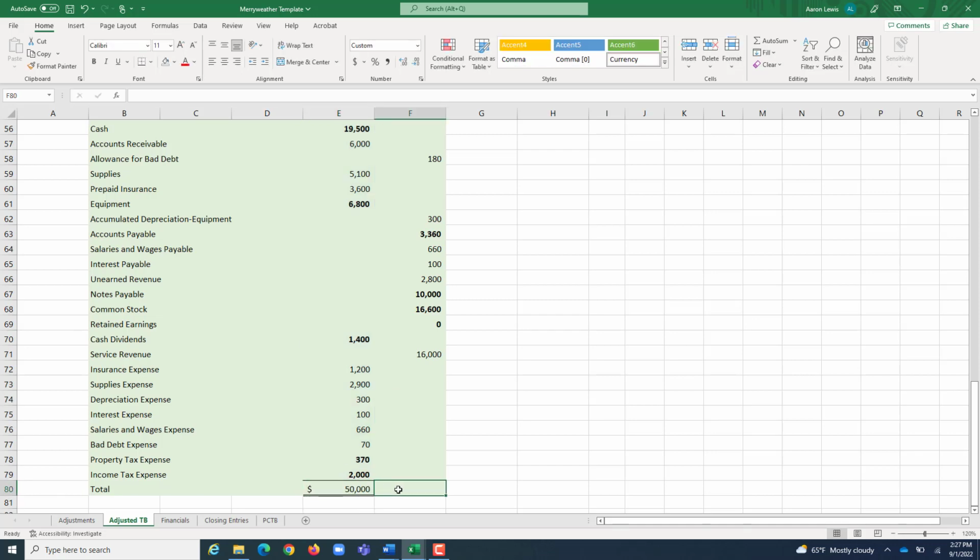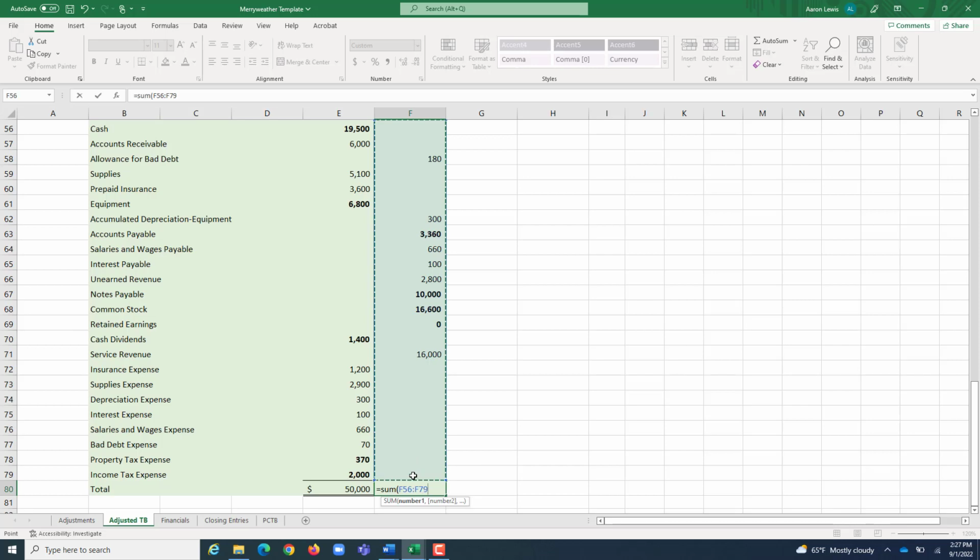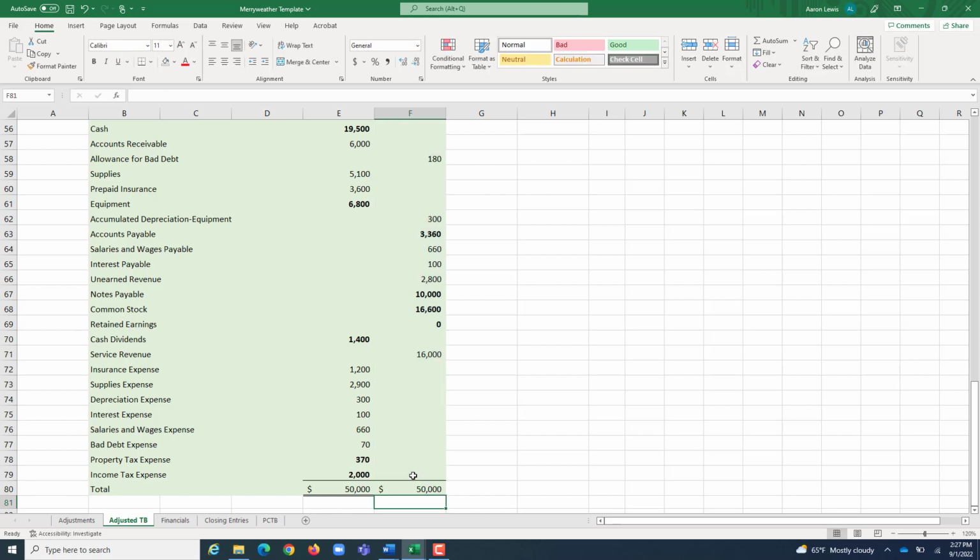What about the credits? Same formula. It's equal to the sum, open a parenthesis, and highlight all of your credit accounts, close the parenthesis, hit enter, and pray that this also says 50,000, because that's what we're looking for, is debit credit equality. And thank heavens we have it. So now that our adjusted trial balance balances out, we're ready to prepare our financials.